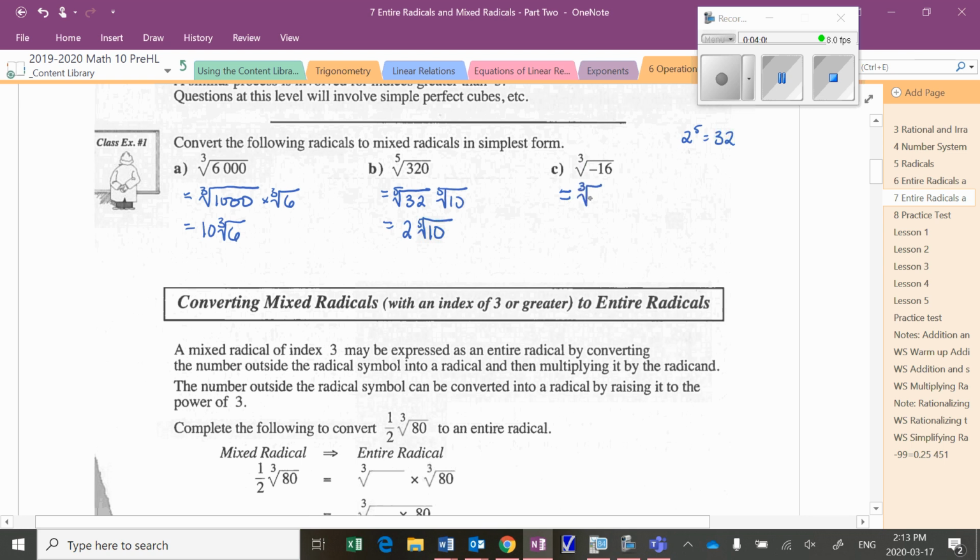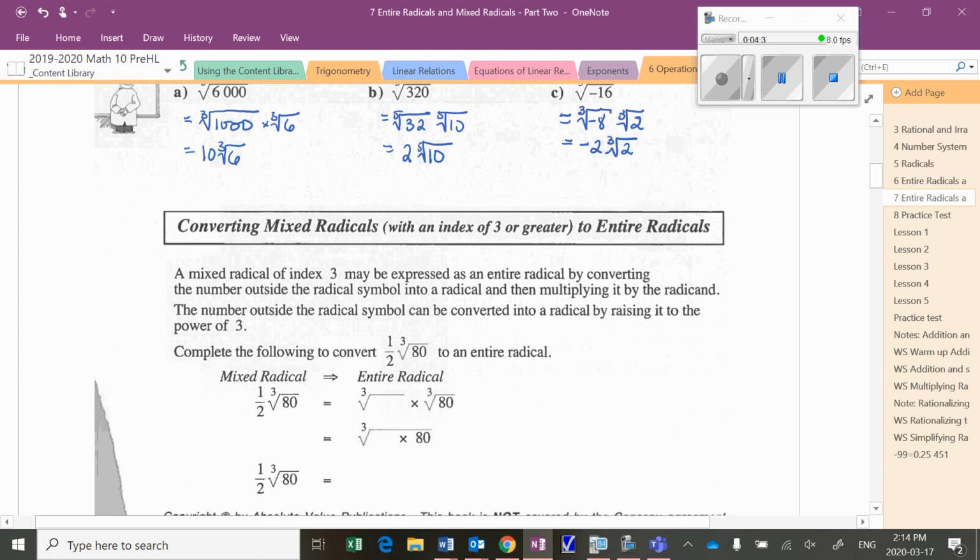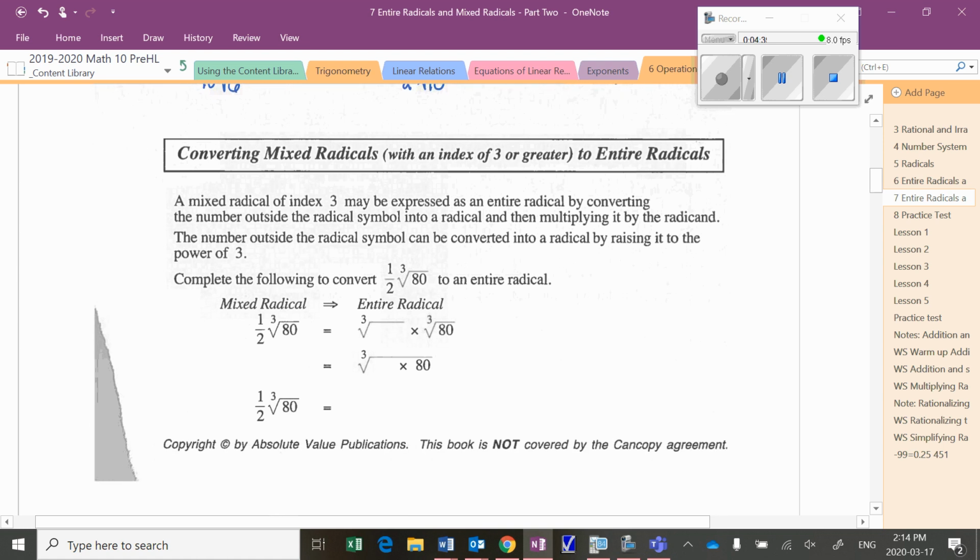So then we've got the cube root of negative 8 times the cube root of 2, and the cube root of negative 8 is negative 2. So we're looking at negative 2 times the cube root of 2. And that is what's simplified. So that would be preferred over saying the cube root of 8 times the cube root of negative 2 and leaving the negative 2 inside. Ideally, always bring that negative outside.